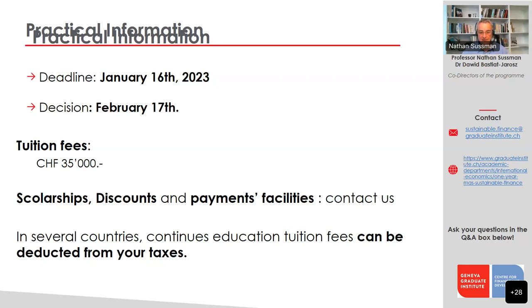We're also open to requests on scholarships, discounts or payment facilities. If you cannot pay this upfront, we have a variety of ways to pay by installments. Our scholarships are limited and will be given based on need. We encourage people from low income economies to apply, and we will have some scholarships for applicants from disadvantaged backgrounds. In some countries, since this is continuing education, you might be able to deduct this from your taxes. In some European countries, it is possible to do so.